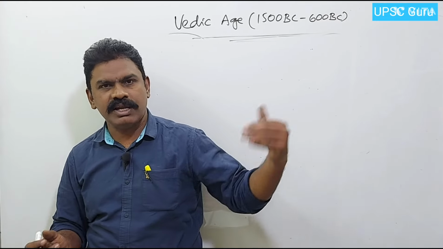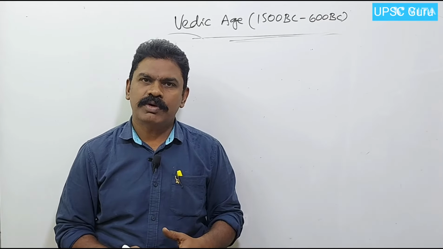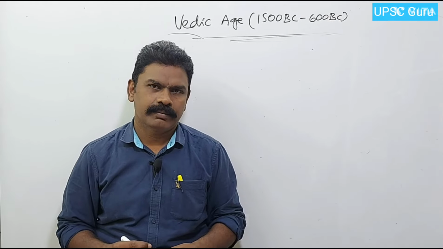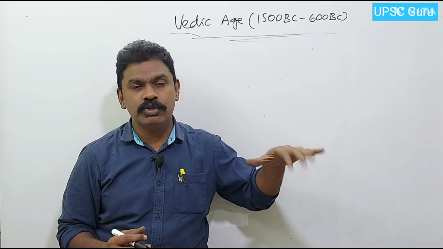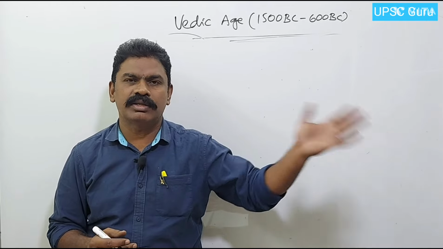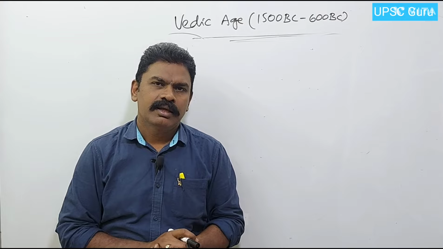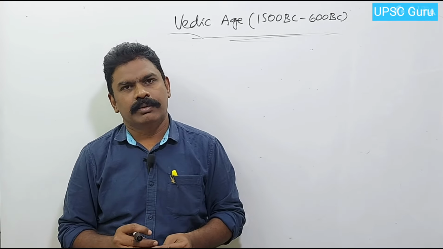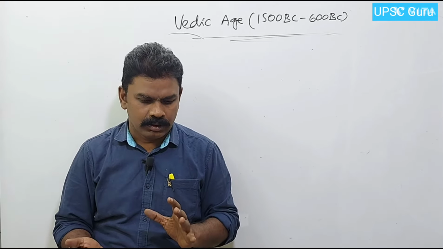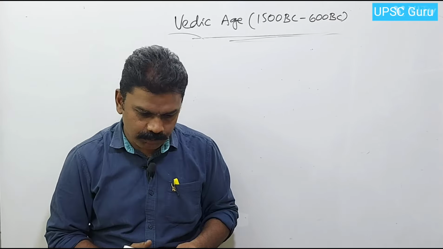Sati was not there, but it existed later. Dowry was not there, but it existed later. The widow system was not there, but it existed later. Child marriages were not there in Rig Vedic society, but they are there in the later Vedic period. Like that, we can compare both systems. And this is about the society.